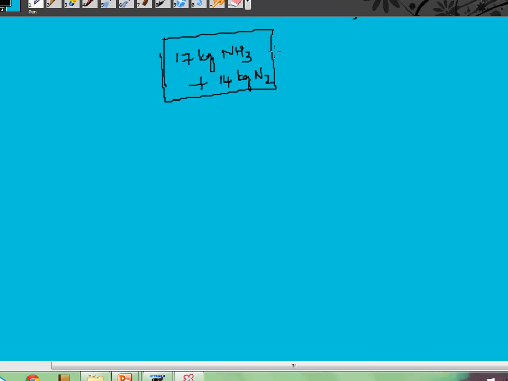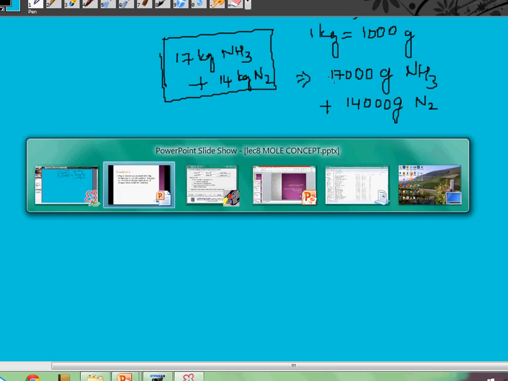Okay, so 1 kg is 1000 gram. Since we are always dealing with gram, let's convert the masses into gram. So 1 kilogram is 1000 gram. This implies you have 17,000 gram ammonia and you have 14,000 gram of nitrogen gas. Okay, so you have two different gases inside the container, and you know the mass of each of those gases present inside the container.